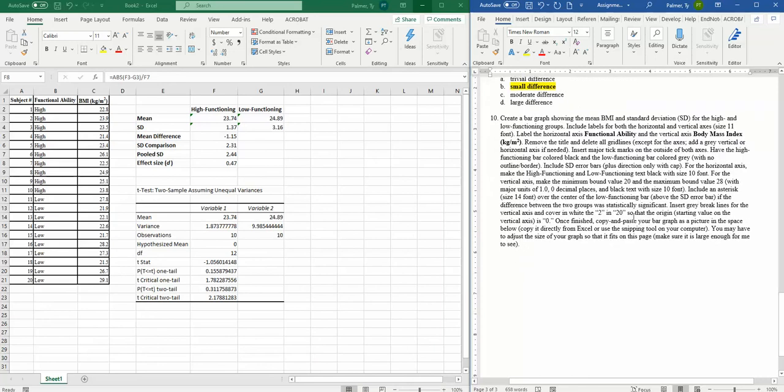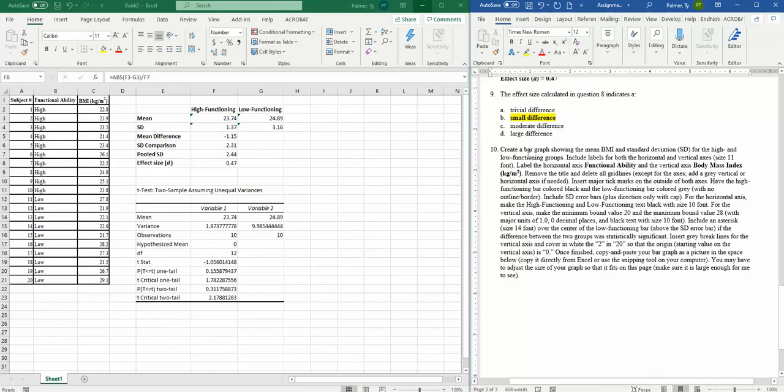Okay, last question here. Question 10 says create a bar graph showing the mean BMI and standard deviation for the high and low functioning groups. Include labels for both the horizontal and vertical axes, and label those axes functional ability and body mass index. Those are the first few steps we're going to do in creating this bar graph.